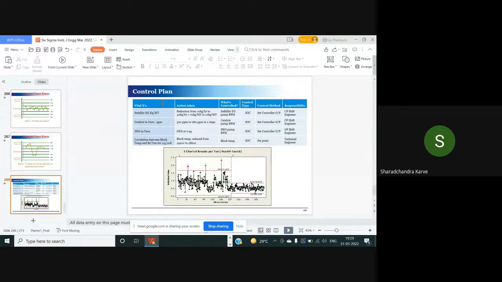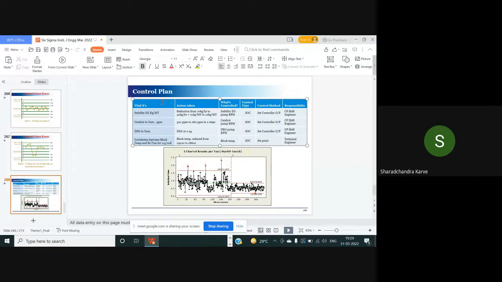And with this control plan in place, you have to hand it over to a process owner. That is exactly what project completion is. If this control plan is not handed over to a process owner, probably he will not know what is to be done if something goes off.